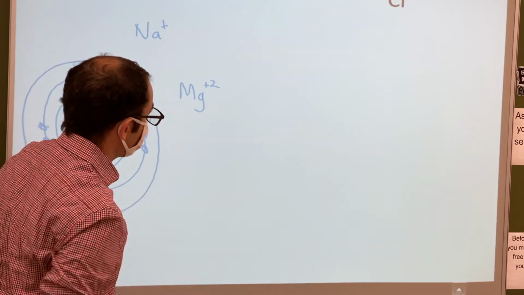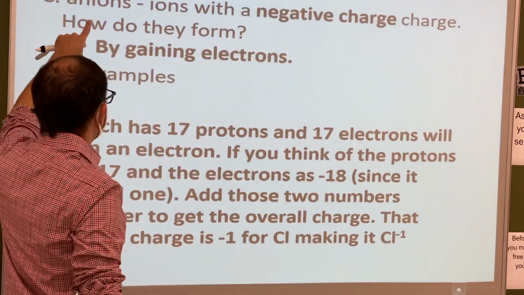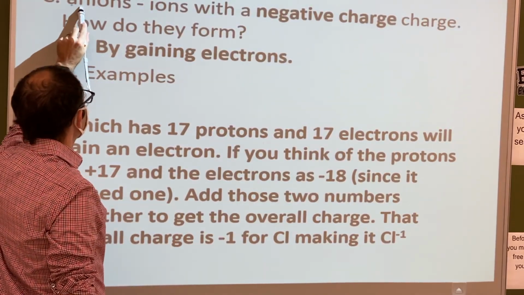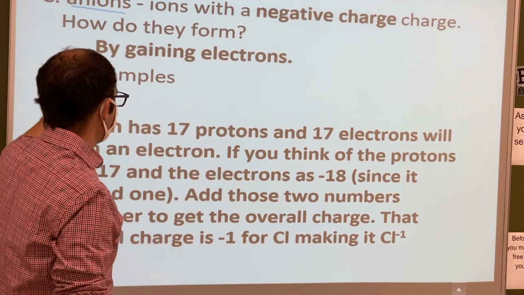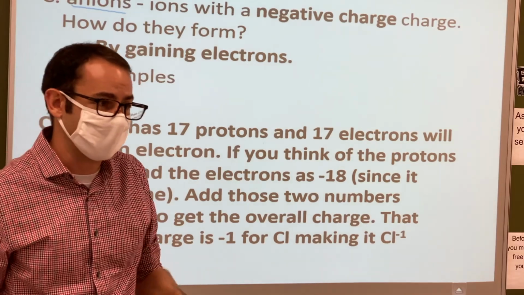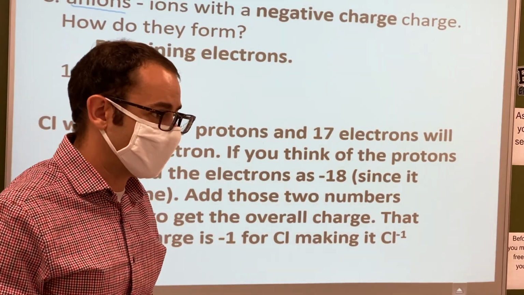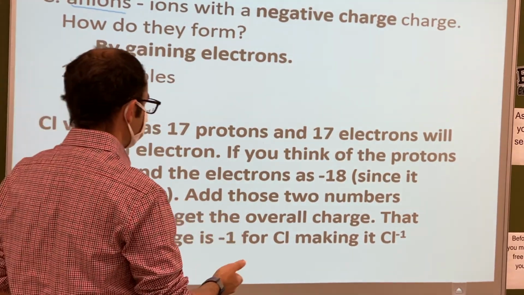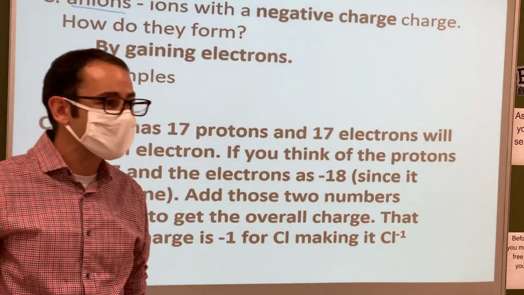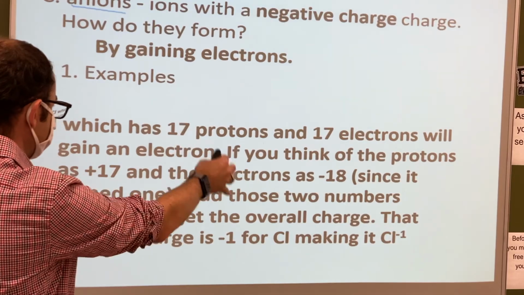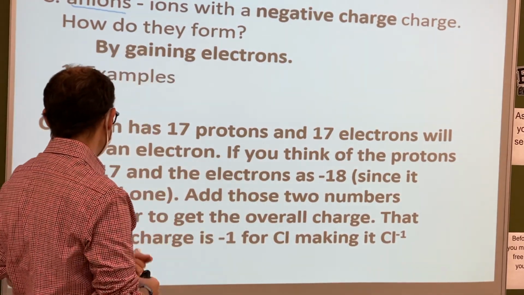Okay, we're going to come back to chlorine because we're going to the anions. So anions are ions with a negative charge. And how do they form? They form by gaining electrons. If you have more electrons than protons, it's going to make it negatively charged. Same thing here. You don't have to write down this. This is just so we understand what's going on.